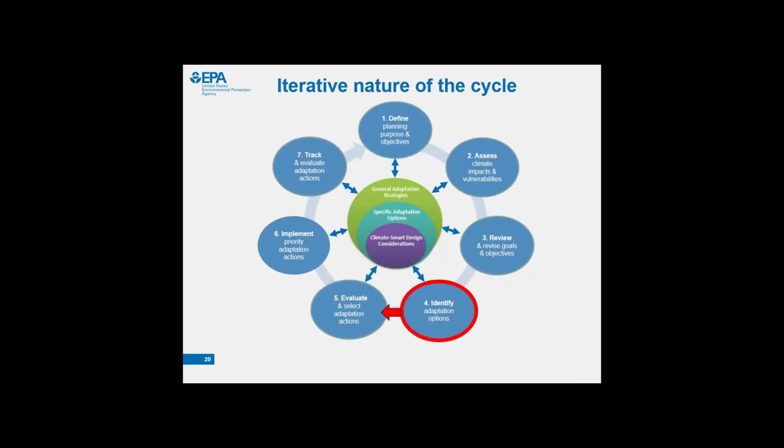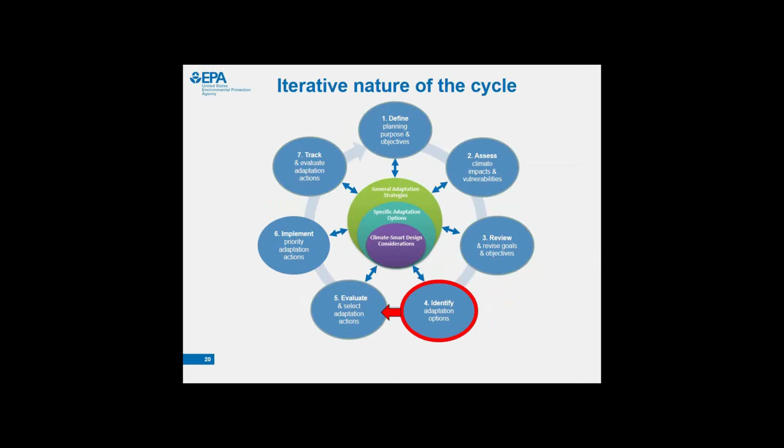So here we are. We're back at our overall climate smart cycle that you saw at the beginning of the course. We have been focusing on this step 4, which is identifying / brainstorming adaptation options. They can't really be considered true adaptation and actions until they've been subjected to the climate smart design consideration. So that's why this tool was sort of developed with that step in mind originally.